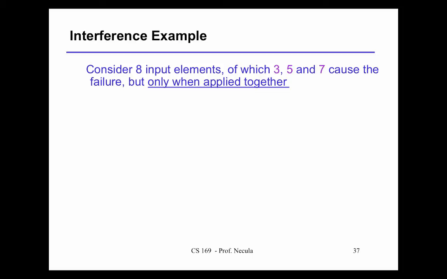Before going to the algorithm, I'll first run through the example. We still have 8 elements, but now the bug shows up when 3, 5, and 7 are together, even if there's other stuff around them. They all have to be present. You start optimistically. First half, you run. This is not going to crash because 5 and 7 are not there. Take the second half, it's not going to crash because 3 is not in your input. You immediately know that you have interference because the whole thing together crashes.